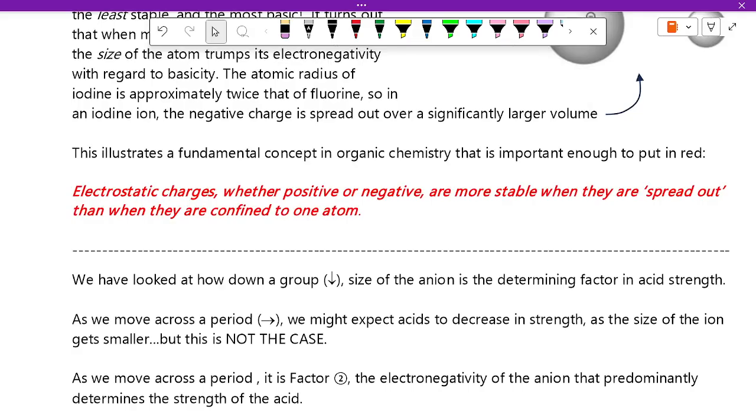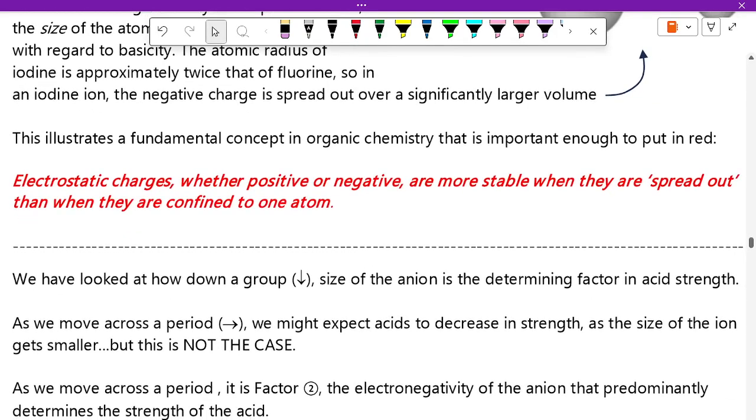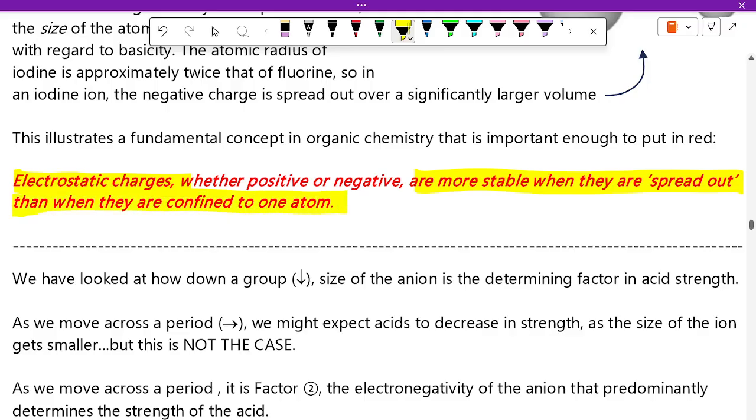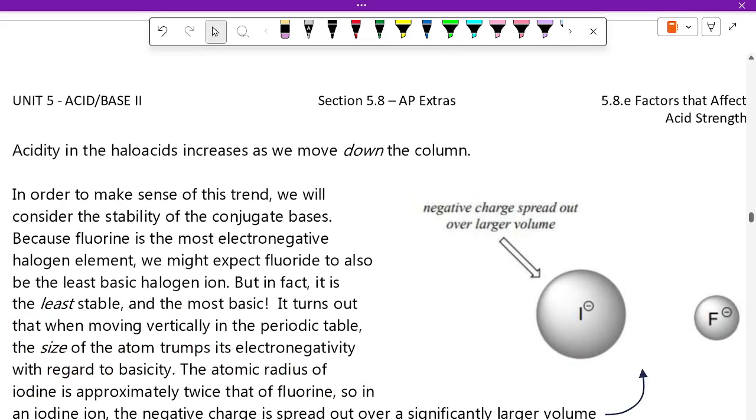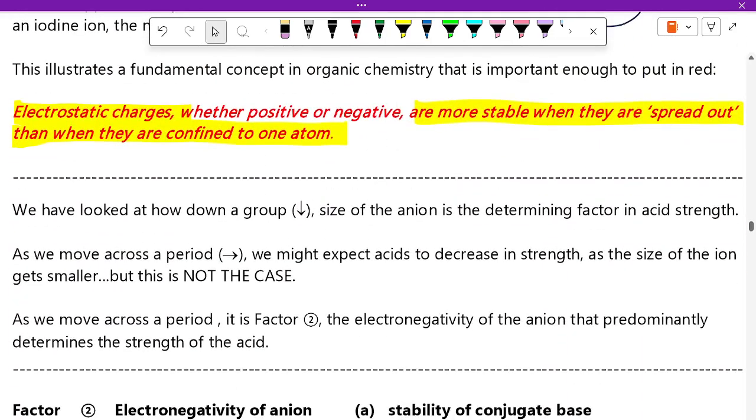Here is the fundamental concept in organic chemistry. Electrostatic charges, whether they are positive or negative, are more stable when they are spread out than when they are confined to one atom or one smaller space. You can feel free to read through this. I'm not going to. We already talked about it. I don't want to belabor it.